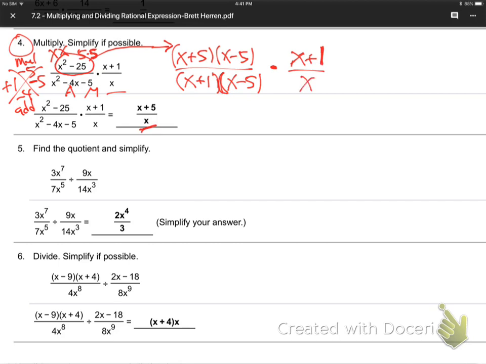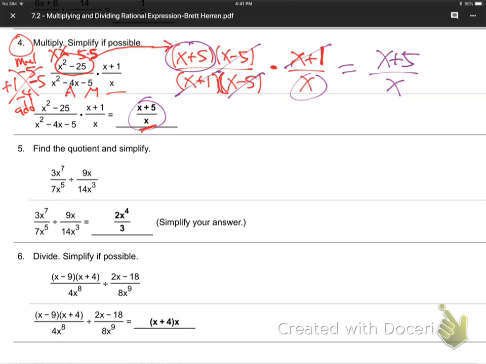Okay, now we're multiplying fractions here, so we're allowed to cross cancel. So x plus 1, x plus 1. We can even cancel straight up and down. Anything on the top with anything on the bottom. What are we left with? Only the x plus 5 here on the top and the x on the bottom. There's the answer. All right.